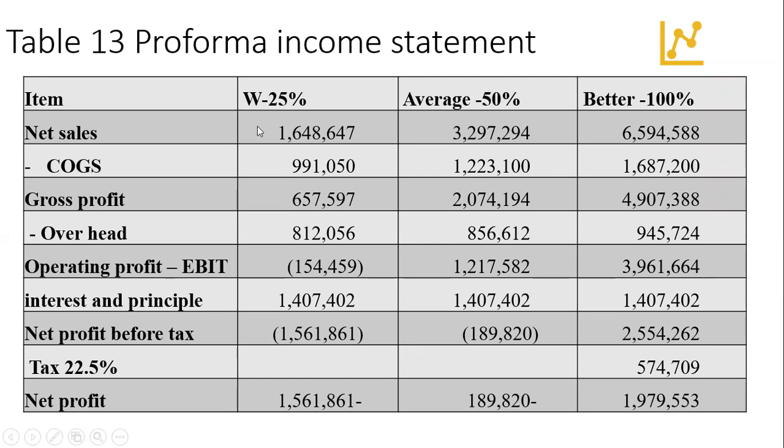Net sales, I got it after I subtract the rejected items. COGS from the previous table, then I subtracted, I got the gross profit. Overhead is calculated from all the items before, but unfortunately in the first year it is a loss and I have to pay the installment. So I have a huge burden in the case of the average and the worst case scenario. But if I go for the best case scenario, then I have a positive value and then I have taxes of 22.5% on the positive.